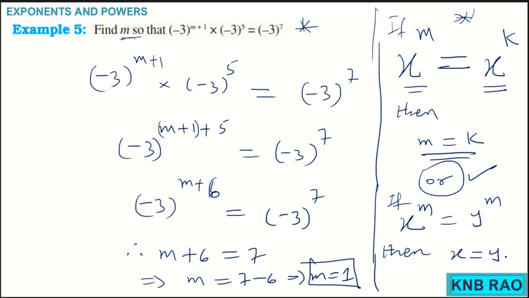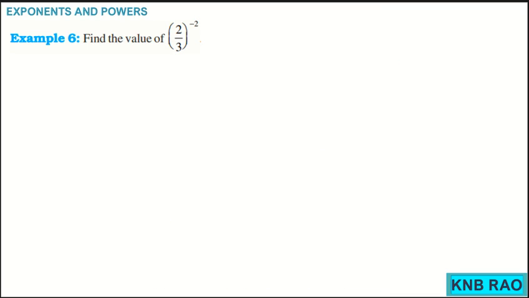Now, coming to example number 6, find the value of (2/3)^-2. See children, here I am writing first of all, since power is negative, I am reciprocating. So, (3/2)^2, where (3/2)^2 is nothing but 3 square by 2 square.